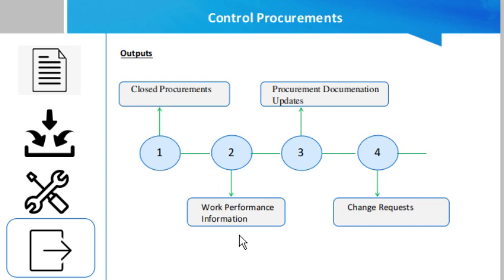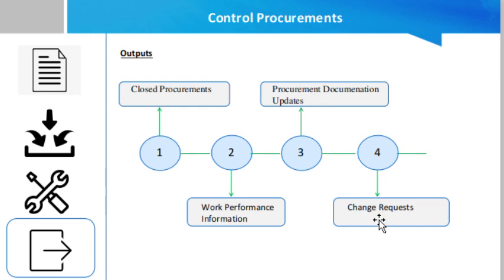Then work performance information. Work performance information means that basically you are judging, you are giving feedback about the performance of the seller, that whether the seller is as per the requirement, he has provided the goods and services as per the requirement or not. So work related to the procurement is as per the requirement or not. Okay, then procurement documentation update. Procurement documentation means that any contracts, any estimates, any scoping, any planning which was done at the time of procurement, it will be updated here.